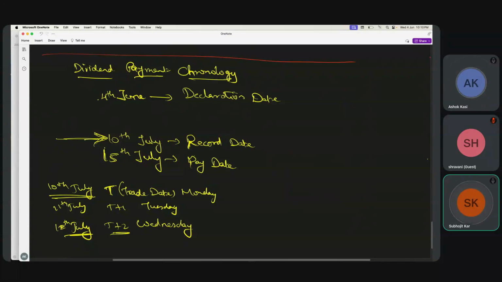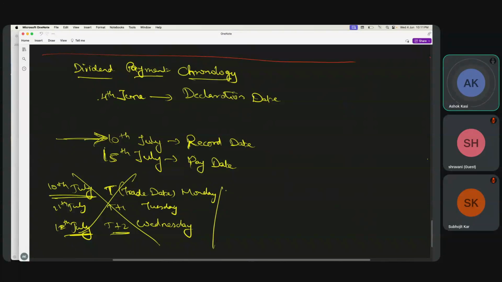So that means on 10th July, who is the owner? The seller is still the owner. So because the seller is still the owner, the buyer is not getting anything here. He is losing the dividend, so this plan is not working for him. Then when should he enter into the trade?